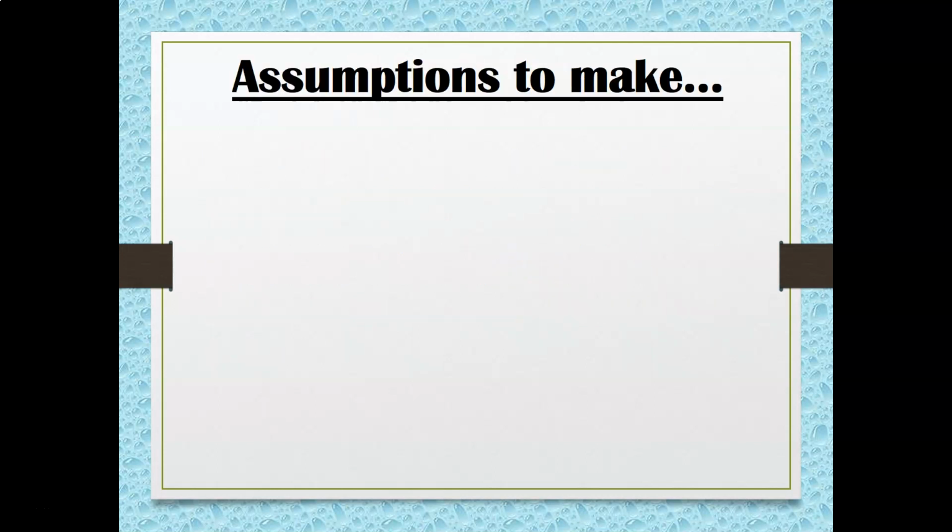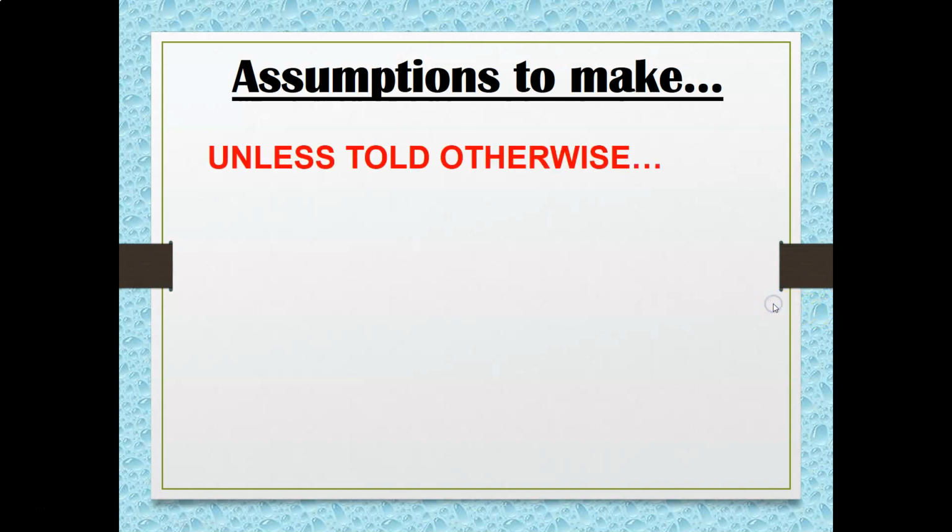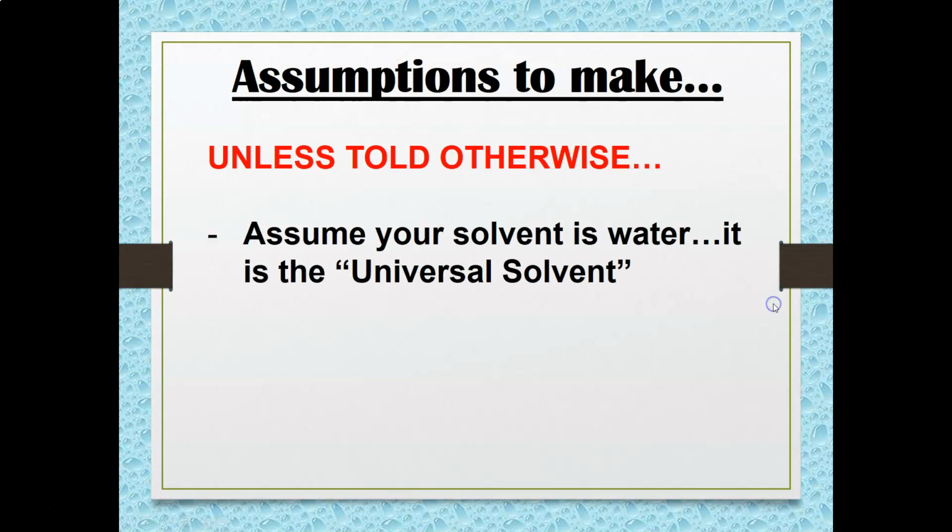There are going to be some assumptions you need to make, okay? So the first assumption, unless you're told otherwise, is you assume that your solvent is water. Water is what we call the universal solvent. In chemistry, we almost exclusively use water. Sometimes we may use another solvent, but you would be explicitly told because that would be less common.